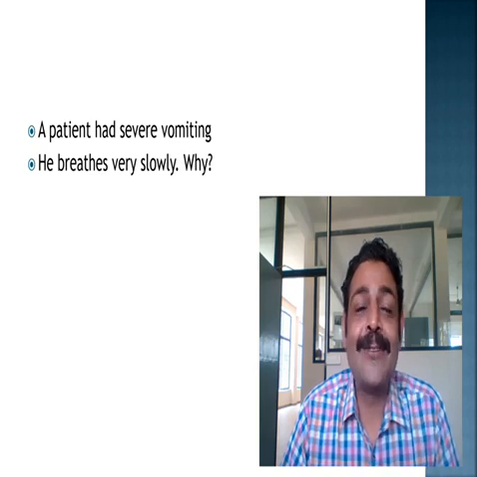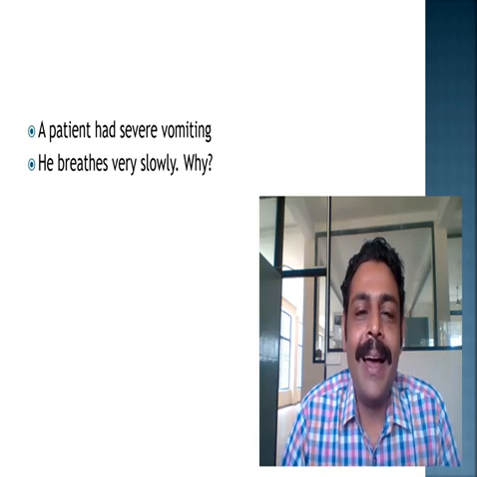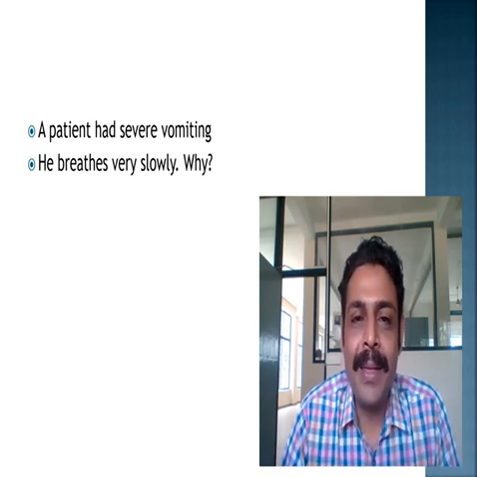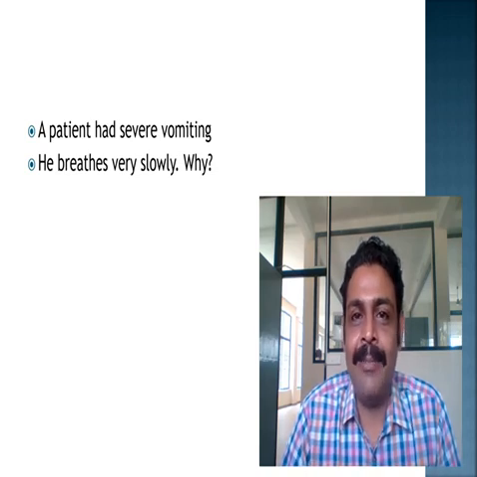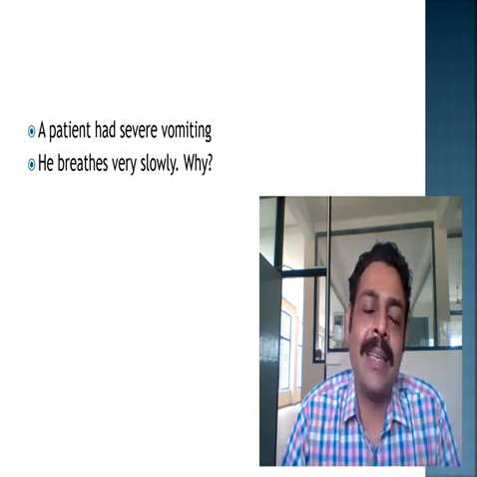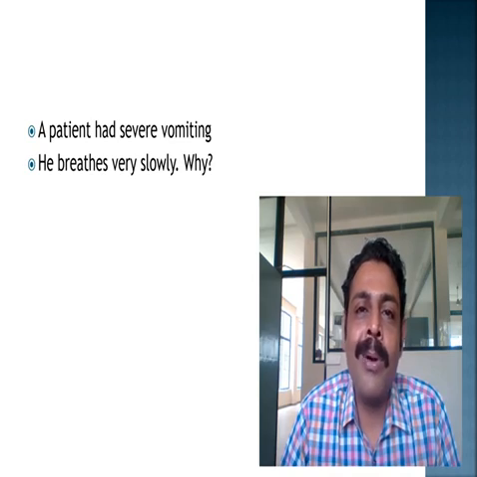So this is another small case. A patient is having severe vomiting and he has shallow breathing, very slow. Why? Think. So vomiting, what does the vomitus contain? Acid. So what is the problem here? Is the patient having acidosis or alkalosis? The patient is having alkalosis. So what kind of alkalosis is this? Metabolic or respiratory? There are no lungs involved. So it is metabolic alkalosis.